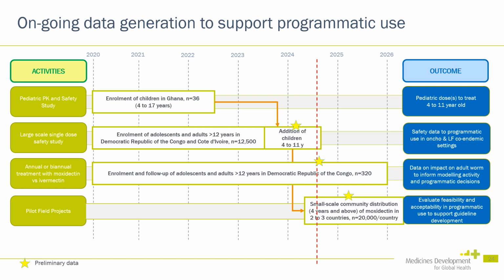More than 13,000 people have been enrolled, including more than 1,000 children, approximately 80% of whom have received treatment with Moxidectin, the other 20% with ivermectin.